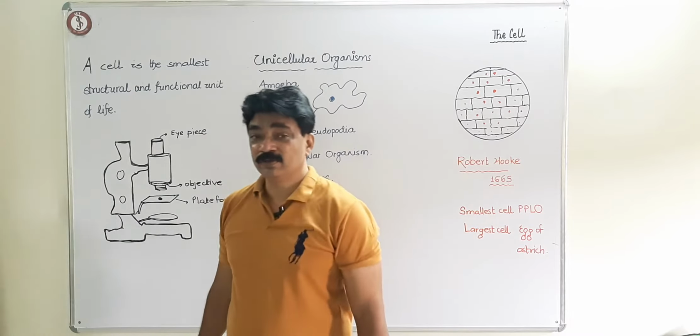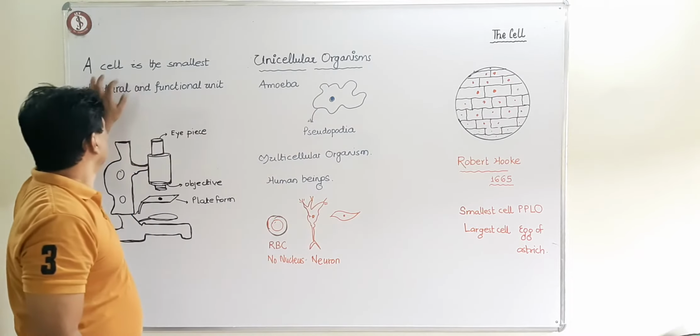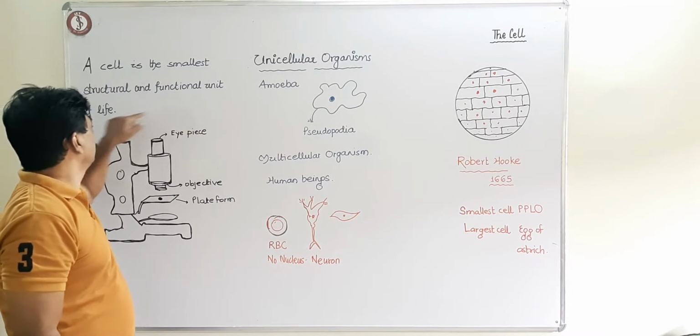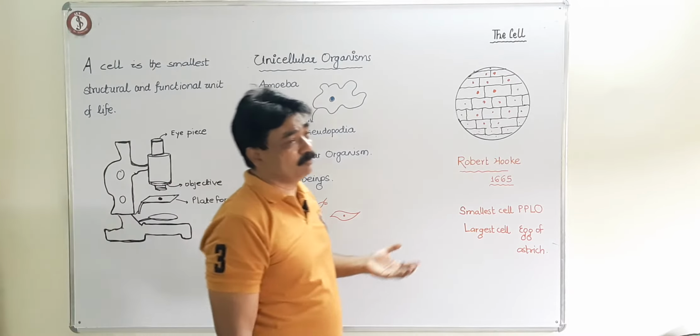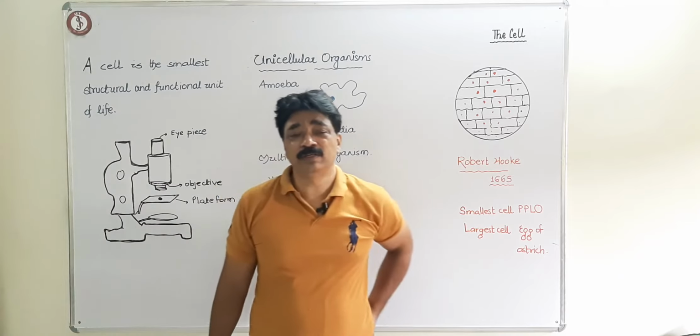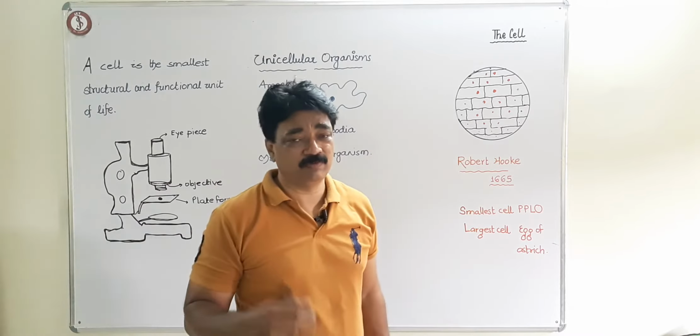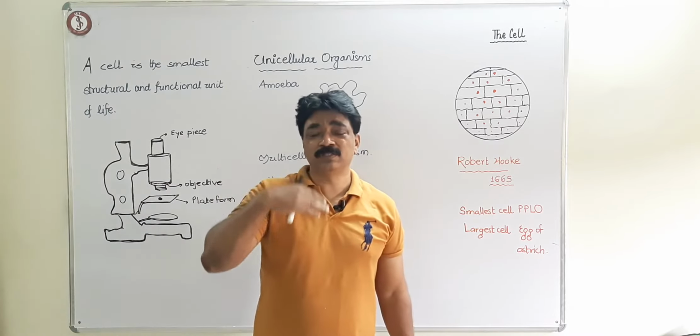So that is why we call the cell the smallest structural unit of life, but I have also added functional unit of life. See, when we breathe, I'm just giving an example, when we are breathing in, we think oxygen is taken in.